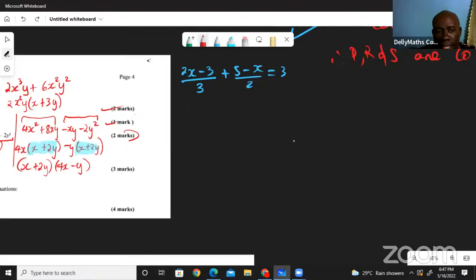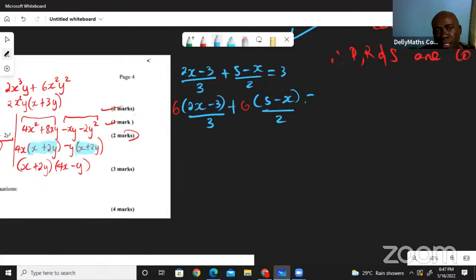A 6. So I'll say, guess what? I'm going to use 6 to multiply the (2x minus 3) over 3, and then I'm going to have my 6 again, used to multiply my (5 minus x) over 2, and this is going to equal 6 times the 3. We're using the 6 not just where the fraction is, we're using it throughout for balancing: the left side and right side, fully.